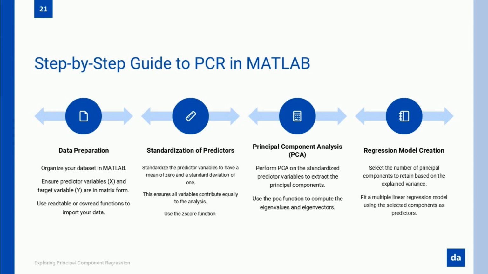Once the model is trained, the next step is evaluating model performance. Standard regression diagnostics such as R-squared, R2, root mean square error, RMSE, and residual analysis are used to assess how well the model explains variance in the dependent variable. MATLAB's predict function can be used to generate predictions, and cross-validation can be applied to ensure that the selected number of components optimizes the model's performance without overfitting. By following this step-by-step approach, PCR can be efficiently implemented in MATLAB for high-dimensional regression problems.